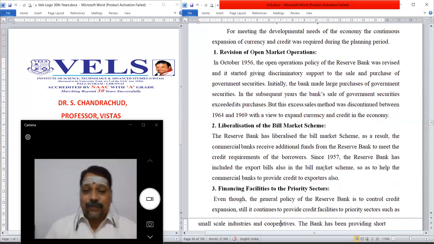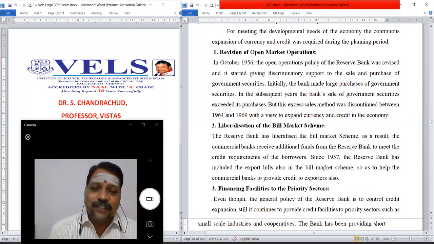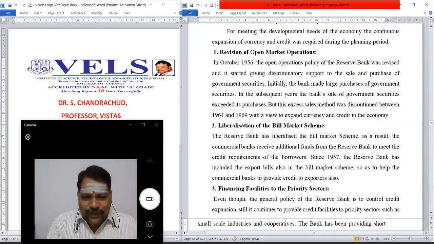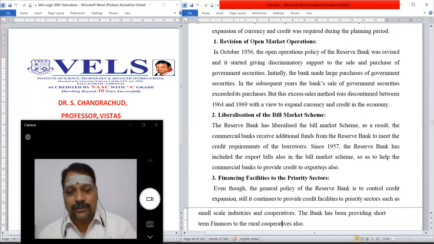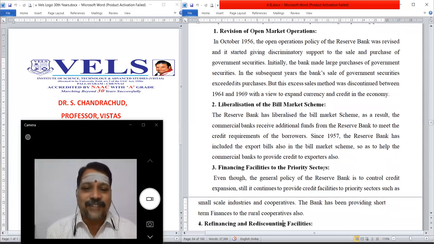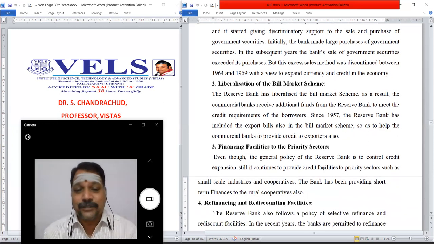The second one is, from 1991, liberalization of the bill market scheme. The Reserve Bank has liberalized the bill market scheme. As a result, the commercial banks receive additional funds from the Reserve Bank to meet the credit requirement of the borrowers. Since 1957, the Reserve Bank included export bills, also the bills of that particular sector only. This in turn helped the commercial banks to provide credit to the exporters. For that purpose only, they started giving money to the commercial banks. From the central bank to commercial banks, the money flows. Based on that, export promotion activities have been taking place.